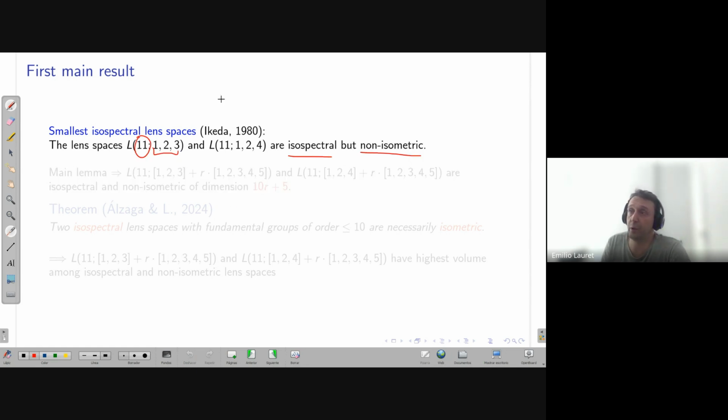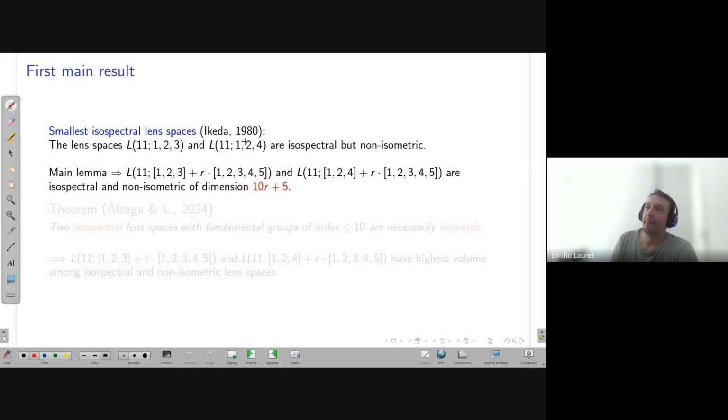And the proof was very clever, actually, but we cannot talk about this now. And the main lemma, increase the dimension, ensures that these new length spaces, when Q is 11 here, so a representative set of zeta 11 is 1, 2, 3, 4, 5, and their opposite. And these new length spaces, whose dimension is 10 times r plus 5, if you compute the dimension, is this. These are isospectral and non-isometric.